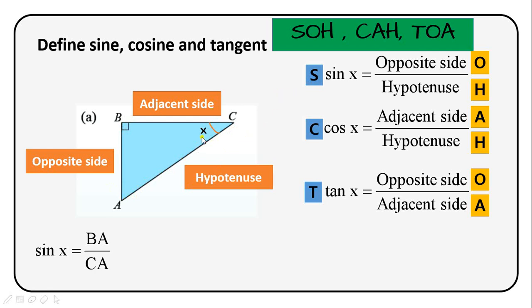So for cos x, adjacent over hypotenuse, so adjacent BC, hypotenuse CA. So cos x equals BC over CA, and tangent x is opposite over adjacent, opposite BA, adjacent BC. So tangent x equals BA over BC.